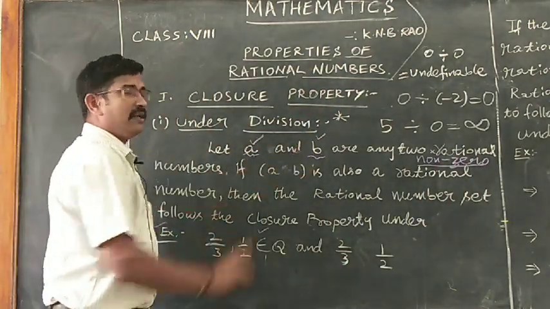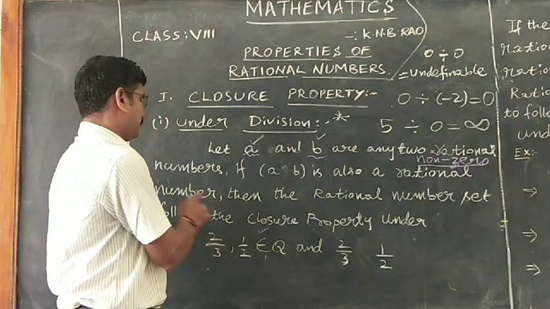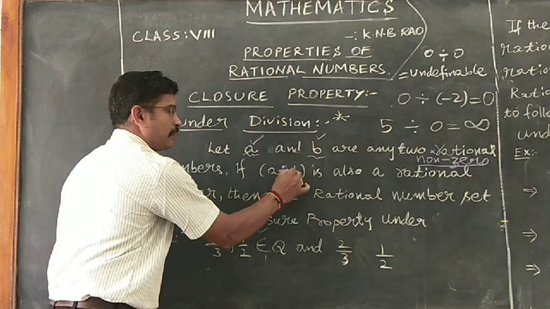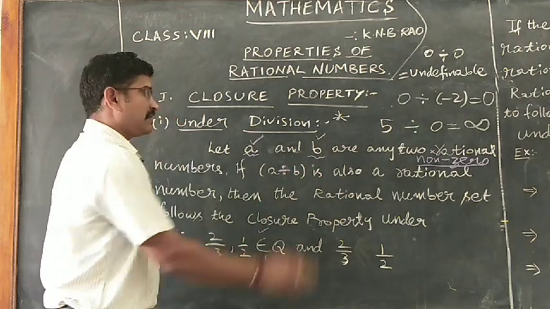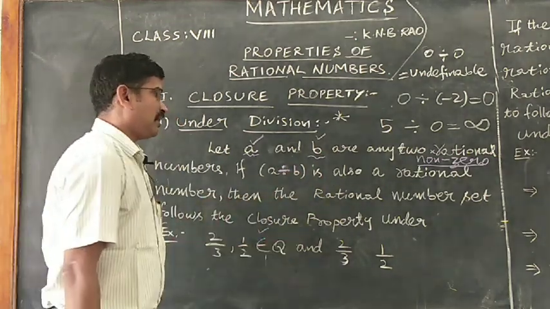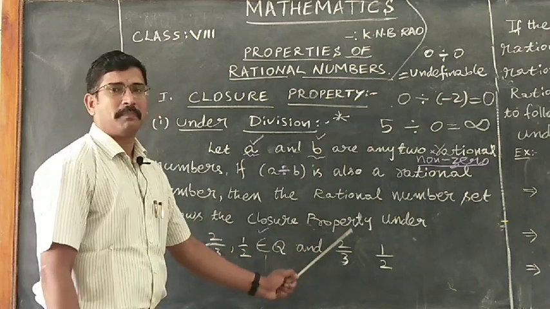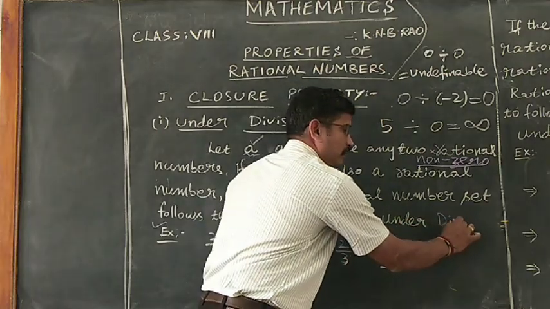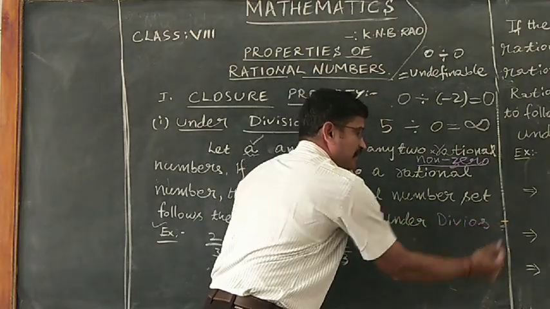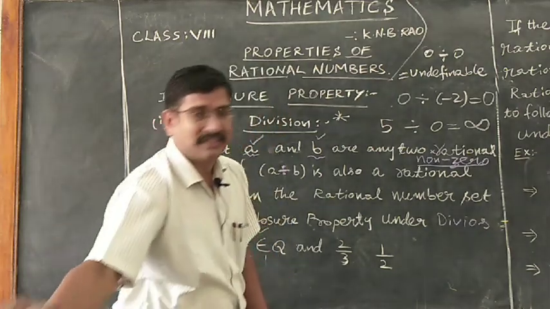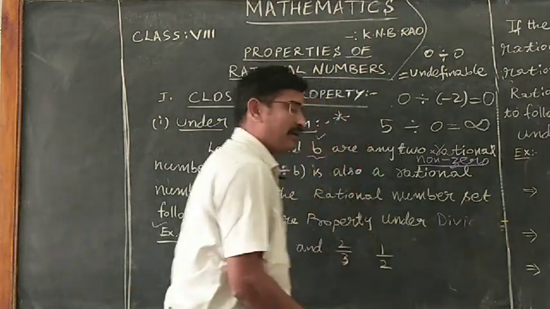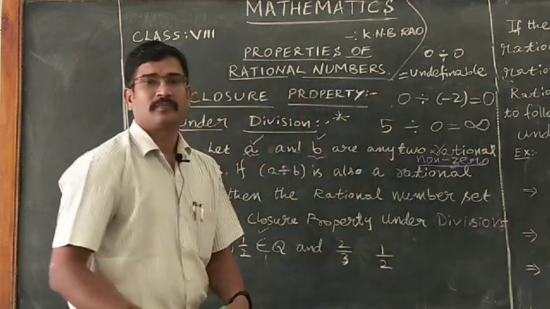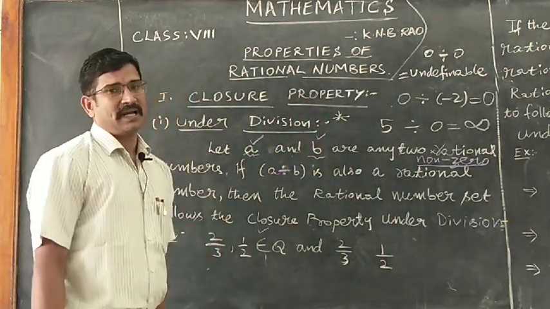Let A and B be any two non-zero rational numbers. If A divided by B is also a rational number, then the rational number set follows the closure property under division. I am going wrong. D-I-V-I-S-I-O-N, division. So, this is the definition mathematically.